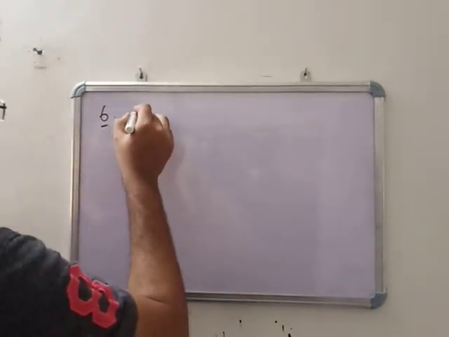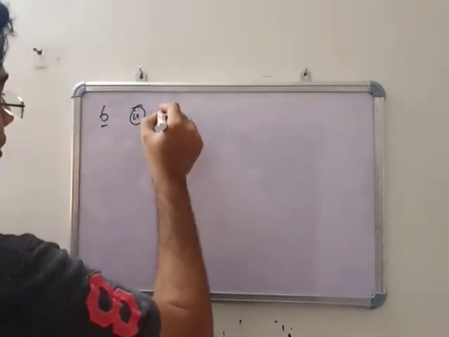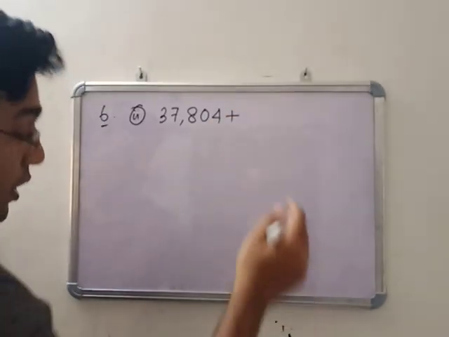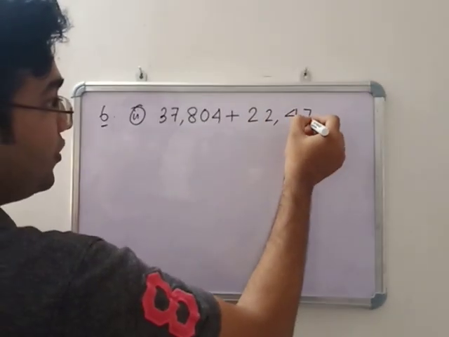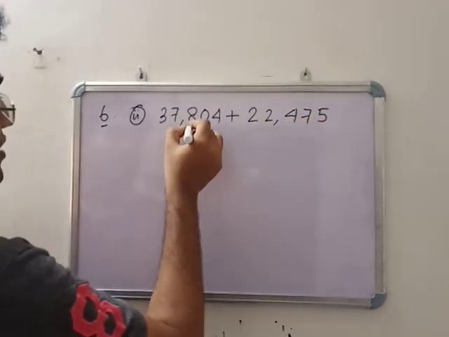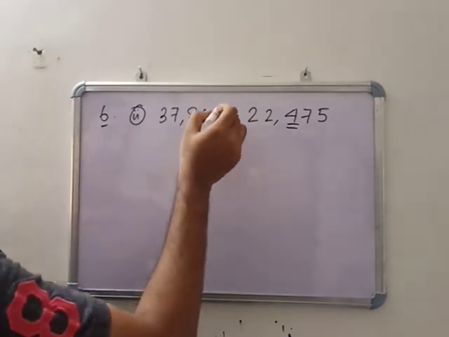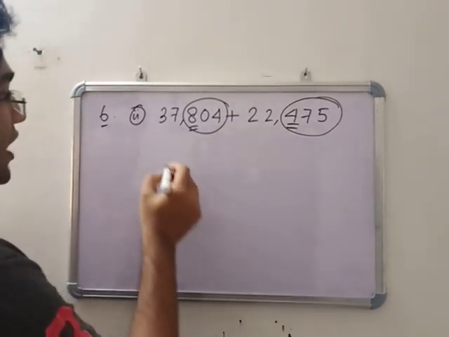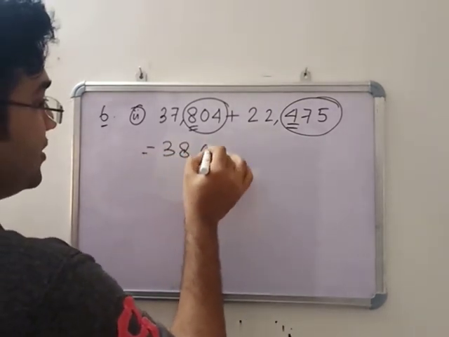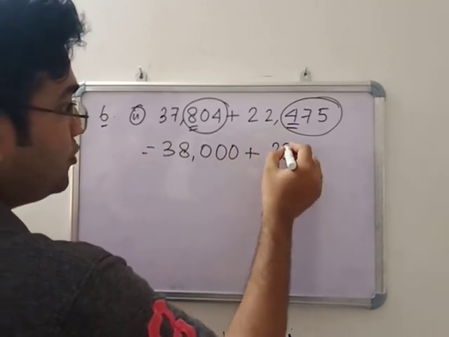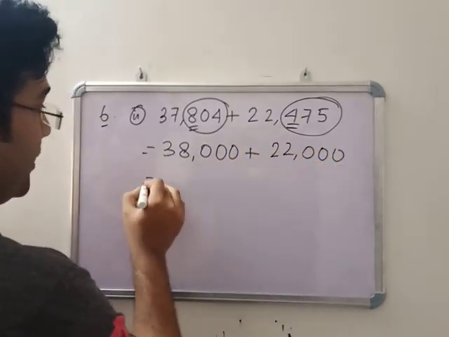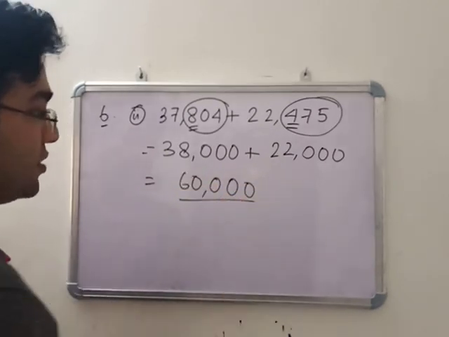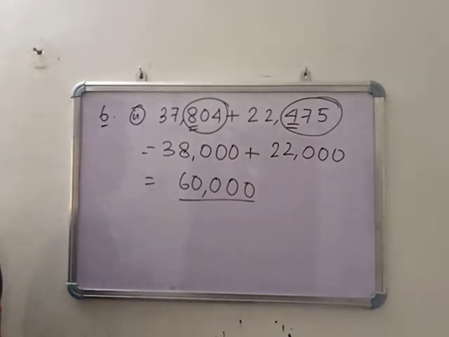In number 2, 37804 plus 22475. Okay, so this number has to be considered. This is greater than 500, this is less than 500, so that means this is 38,000 and this remains the same, 22,000. So that means 60,000 is the answer. Note it down, all of you.